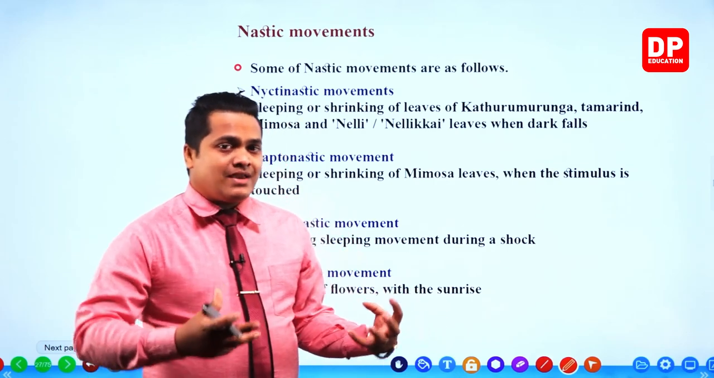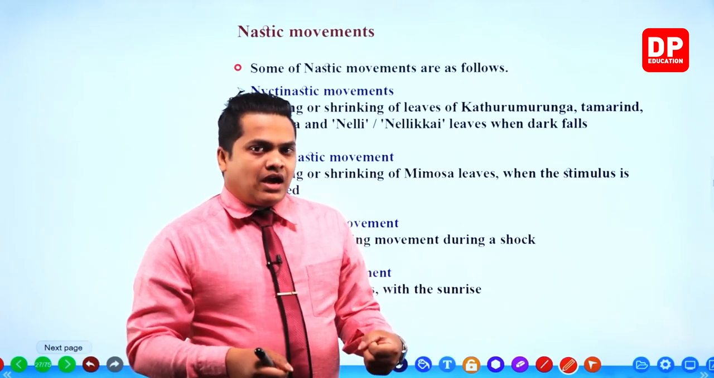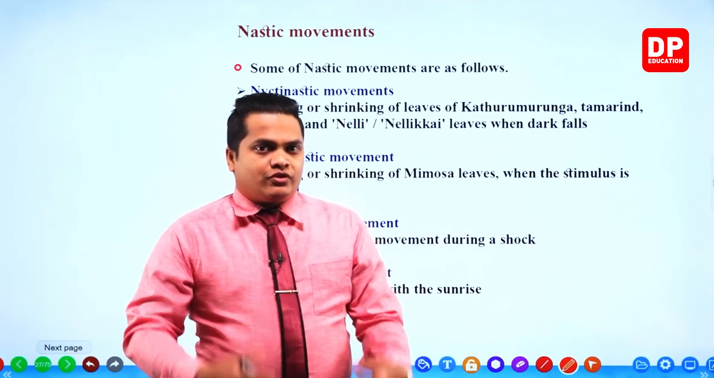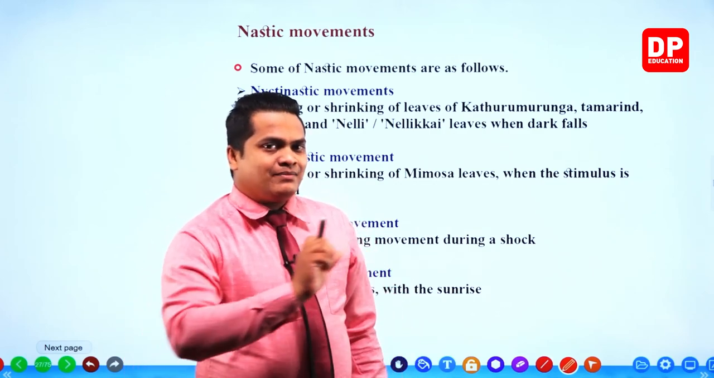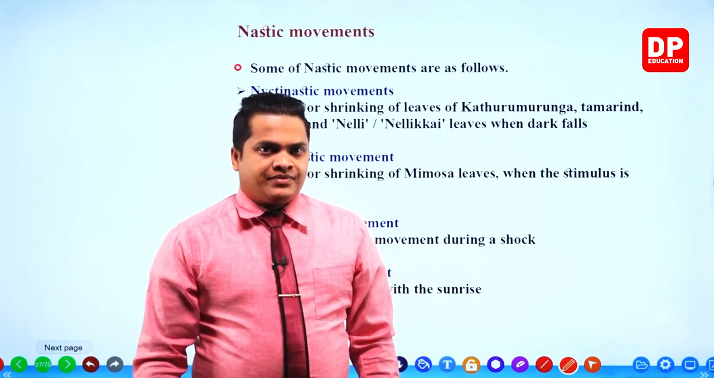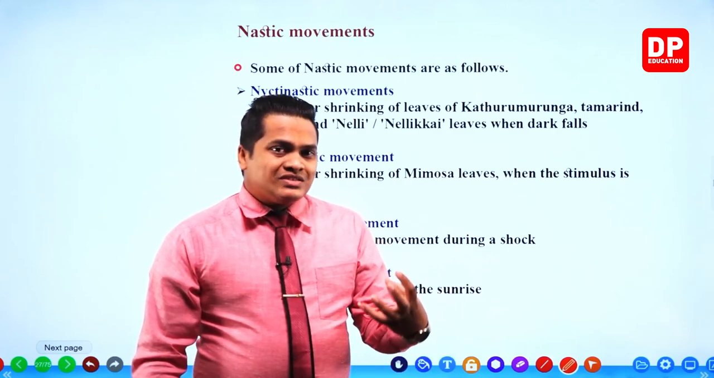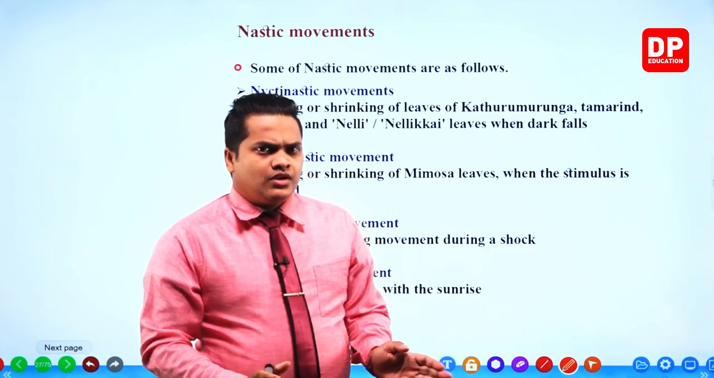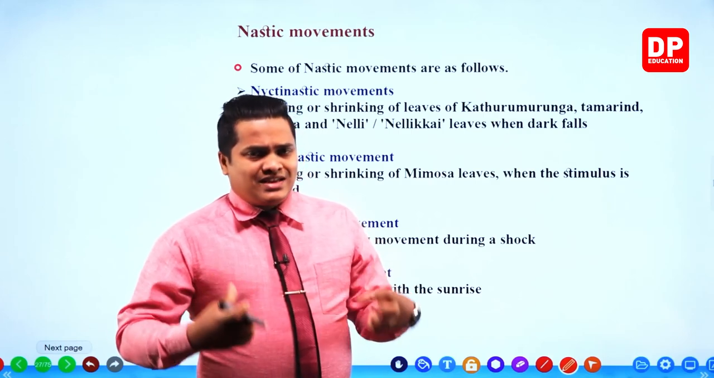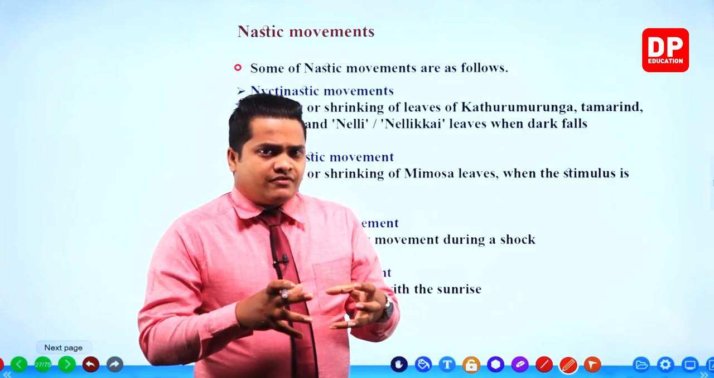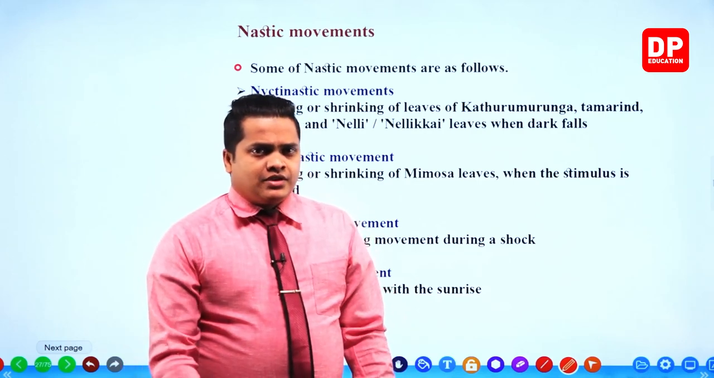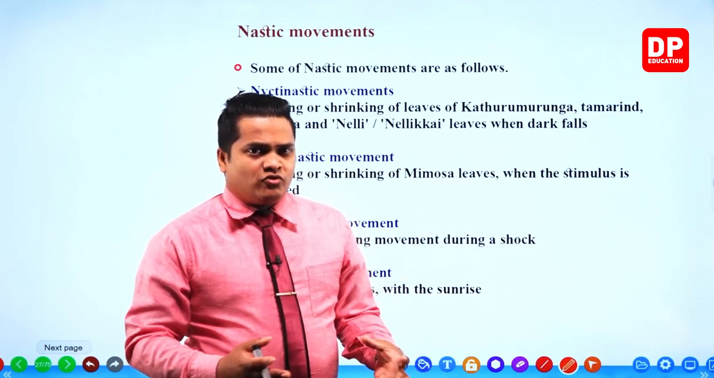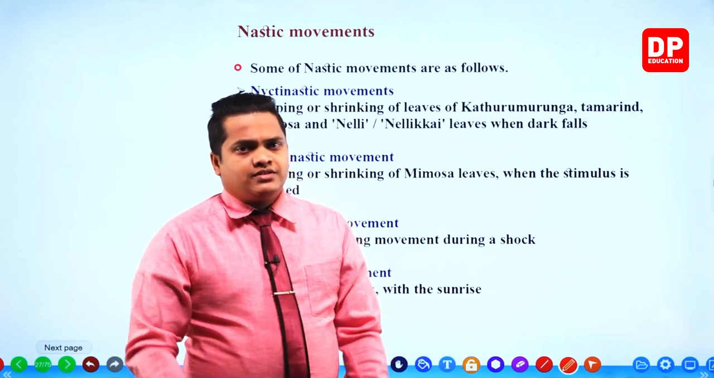Then the next one, seismonastic movement. This is happening because of vibrations or shocks. When you vibrate a plant, especially a mimosa plant, you know that the leaves are going to shrink, or show sleeping movement. When you hit that mimosa plant with a stone or any other object, definitely the leaves will go to sleeping movement. That happens because of a shock. So this is referred to as seismonastic movement. Seismonastic movements occur mainly because of vibrations or shocks.